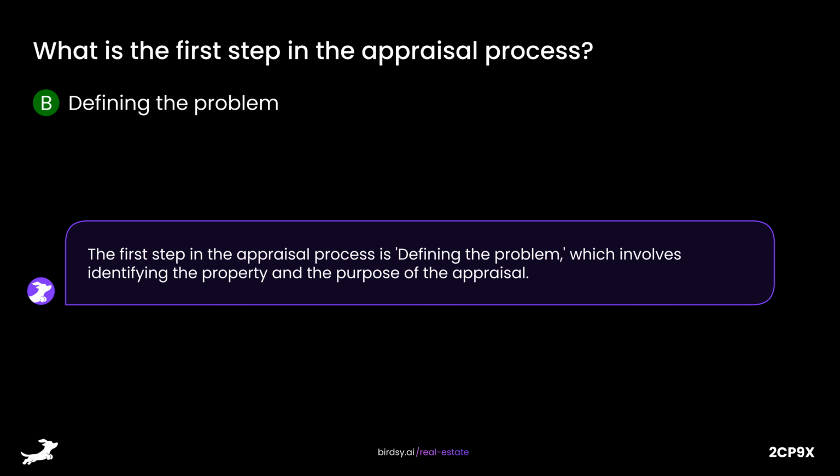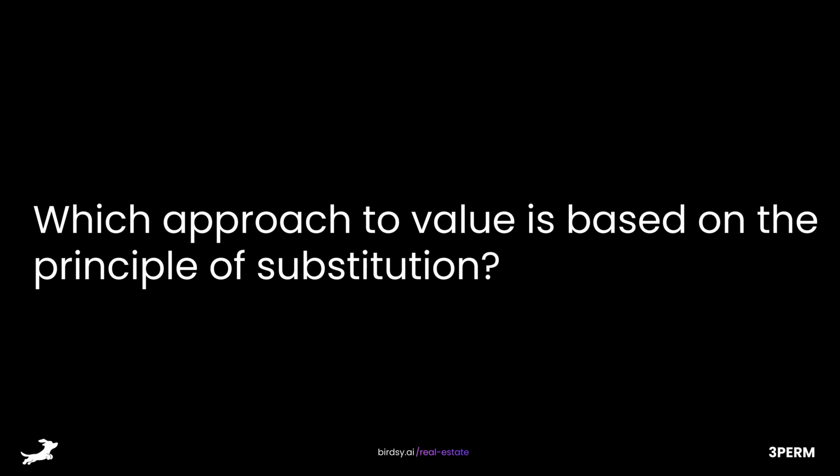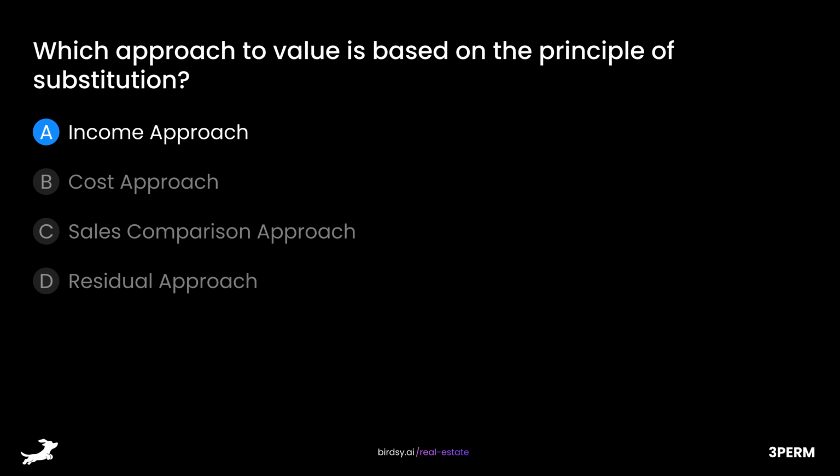The first step in the appraisal process is defining the problem, which involves identifying the property and the purpose of the appraisal. Which approach to value is based on the principle of substitution? Is it A, income approach, B, cost approach, C, sales comparison approach, or D, residual approach? The answer is B, cost approach.